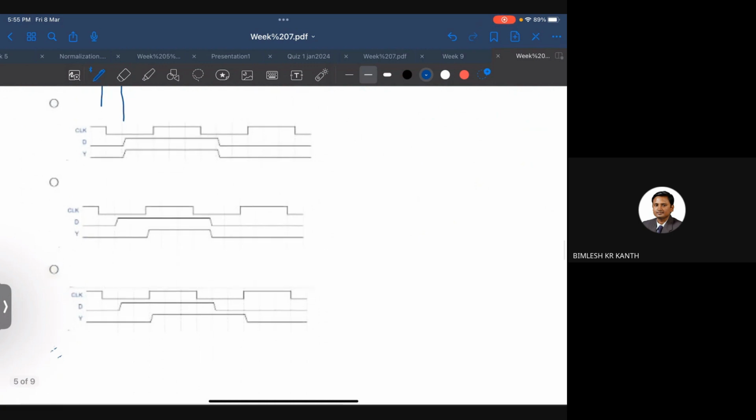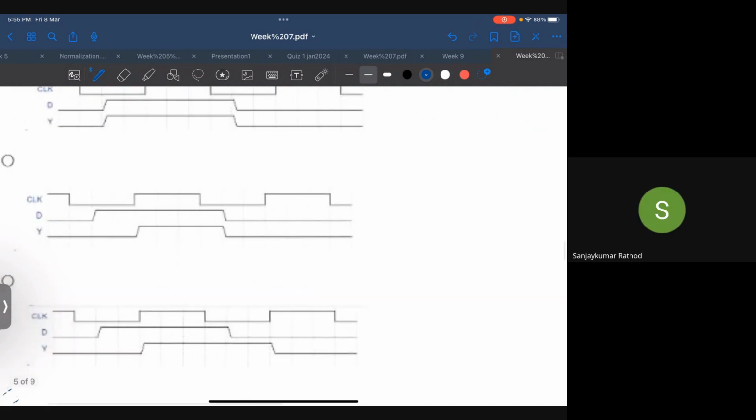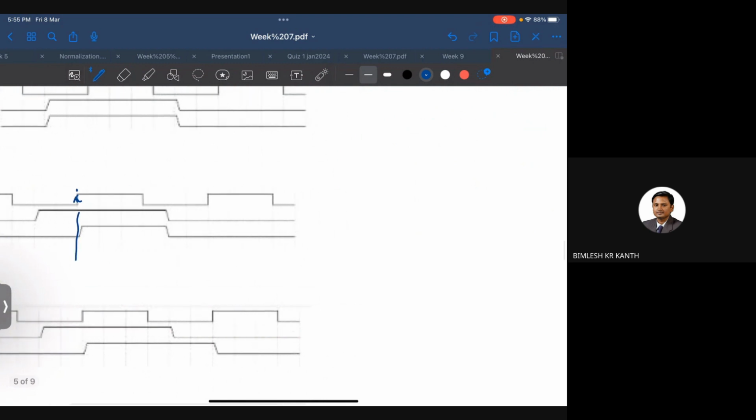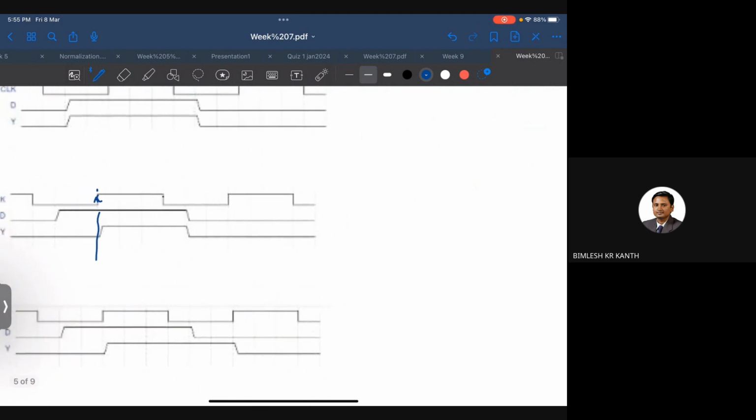Now let's check the third. 1, 0. It should be last. Now you can see that 0, 0, this is changing from 0 to 1, right? And D equal to 1, right? Changing from 0 to 1. Okay, so it will be 1, right? Up to that is correct. Next segment, up to that is correct. Now up to that is also correct, right?